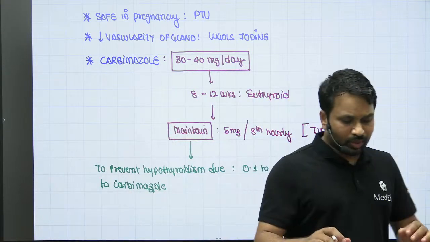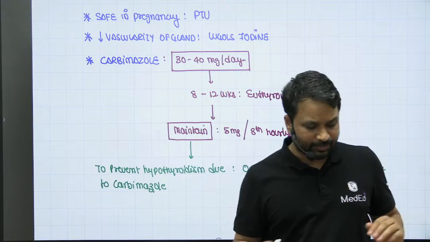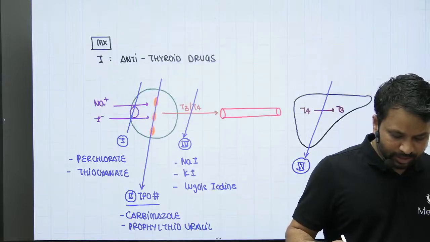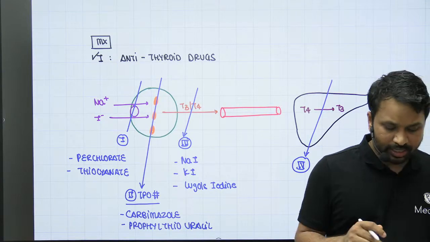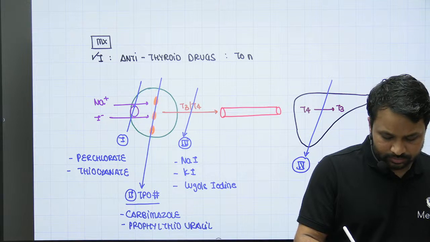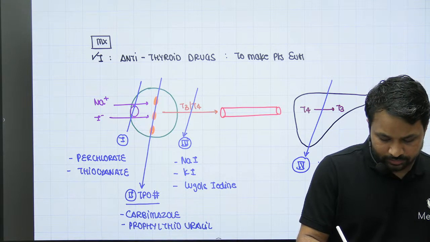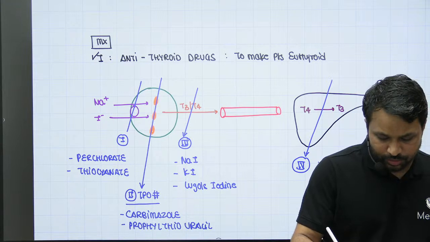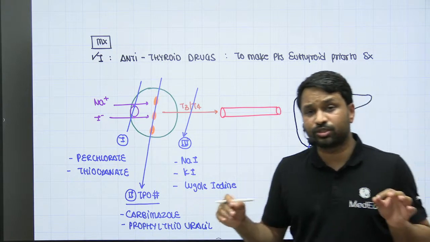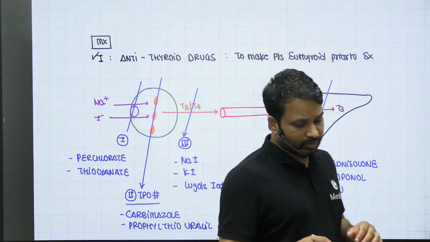Okay. Now once you made the patient euthyroid, you have followed all this protocol, the patient is absolutely fine. Now comes the second line management. The first line management was to make the patient euthyroid. So anti-thyroid drugs are to make patients euthyroid prior to surgery. That is in fact the most important prerequisite in operating a patient in a hyperthyroid status.